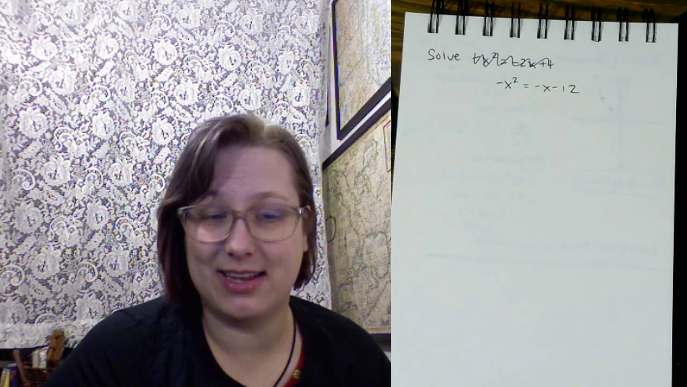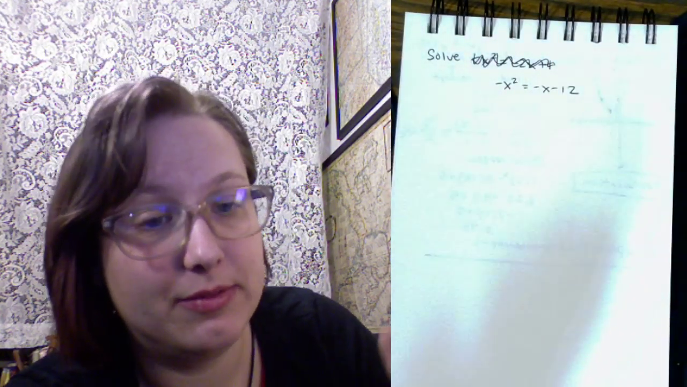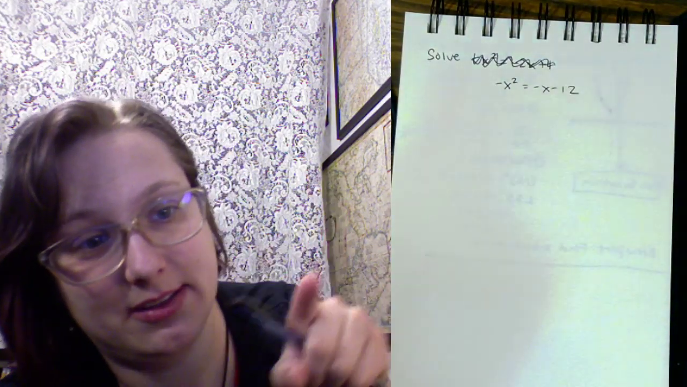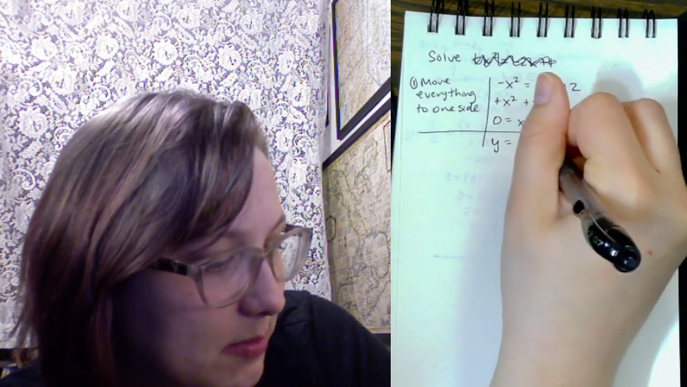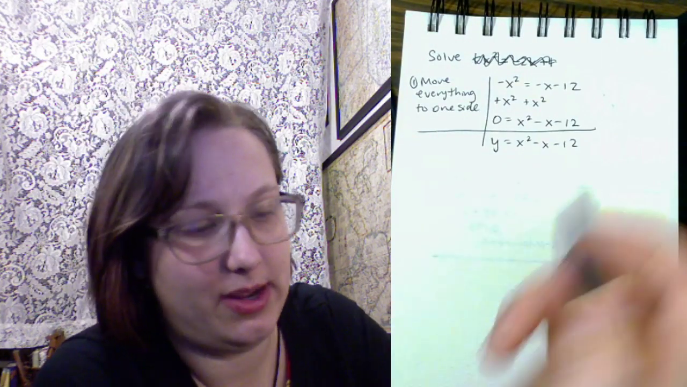I'm going to solve this by graphing, because that right now is technically my only option that I know, but there's more options that we tell you later. So what I'm going to do is I'm going to move everything to one side. I don't care if I move everything to this side or everything to this side, because there's more stuff over here. What I'm going to do is I'm going to add the x squared over here. So I get 0 equals x squared minus x minus 12. So we move everything to one side. Okay. And then what I'm going to do is I'm going to graph y equals x squared minus x minus 12. So I'm going to change it to be a y equals.